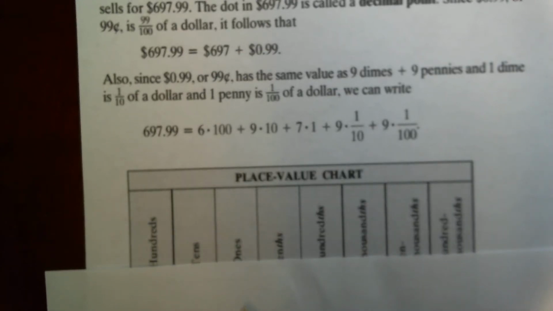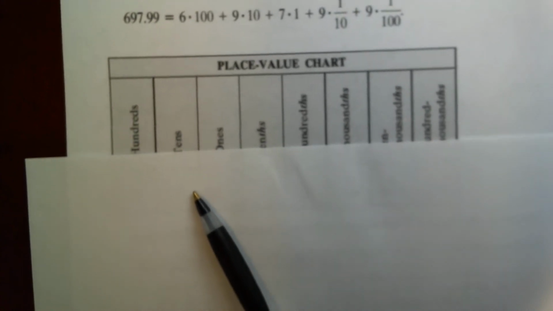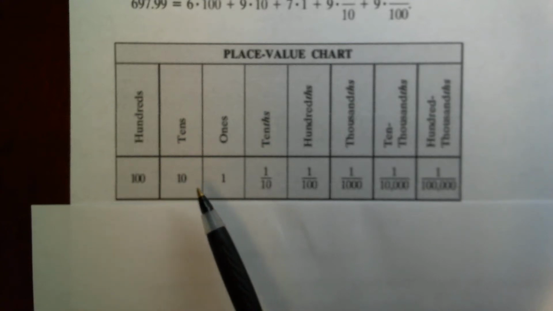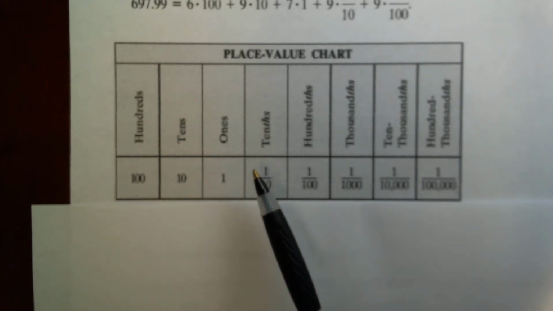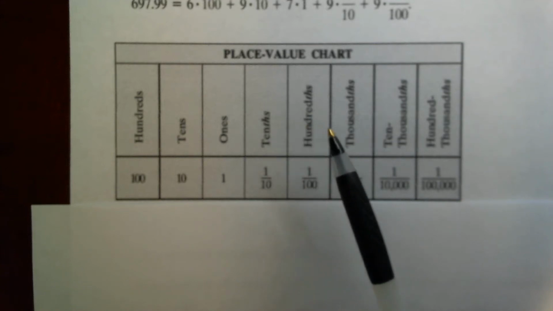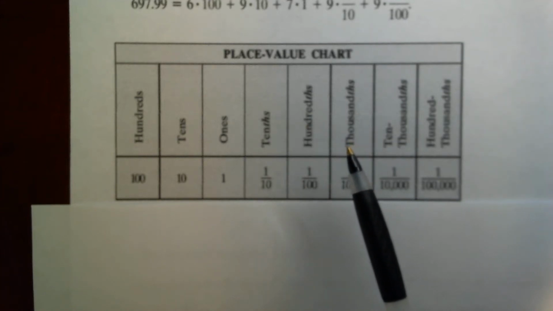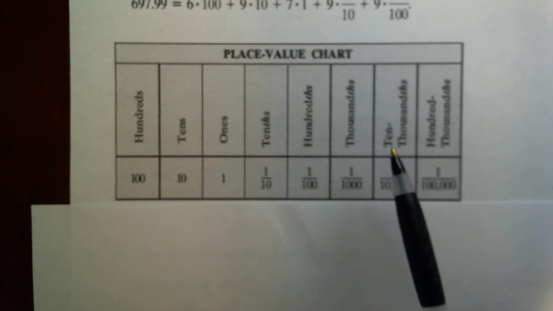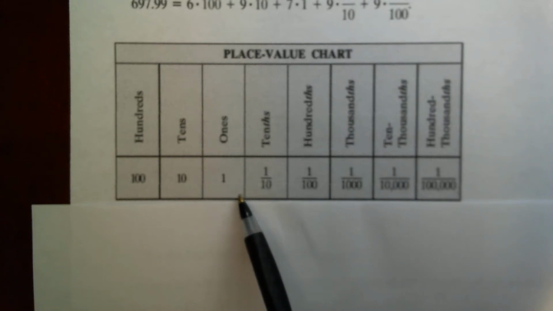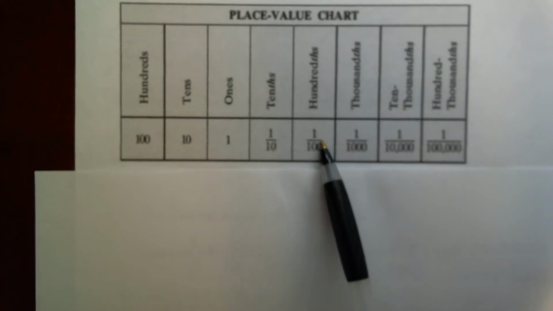So here's a place value chart. It's a good idea to remember that. We have the hundreds, the tens, and the ones, and then the tenths with the th at the end, and the hundredths, and the thousandths, and the ten-thousandths, and the hundred-thousandths. In a way, you're familiar with this. You have seen this before, I'm pretty sure, but here it's more direct.